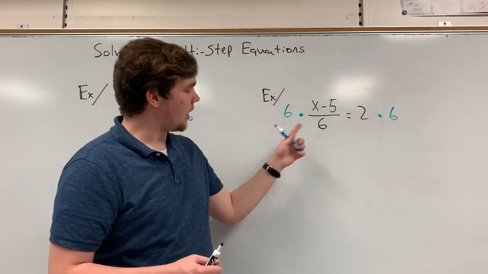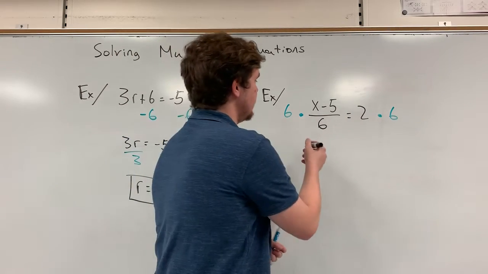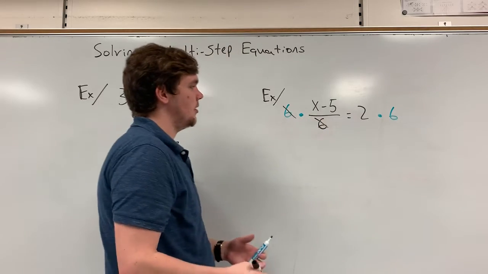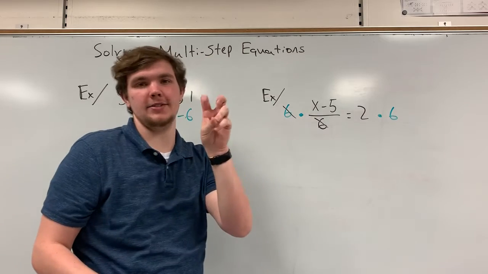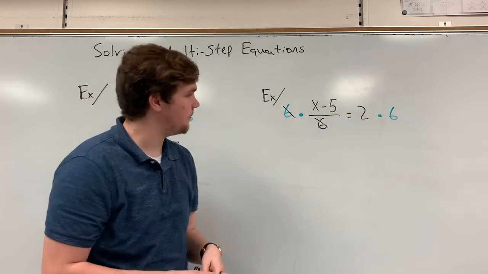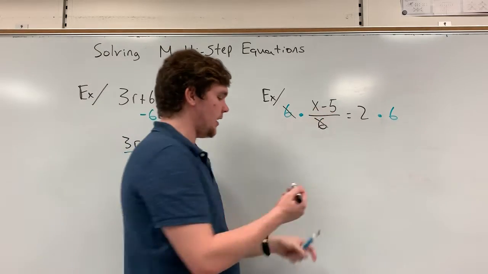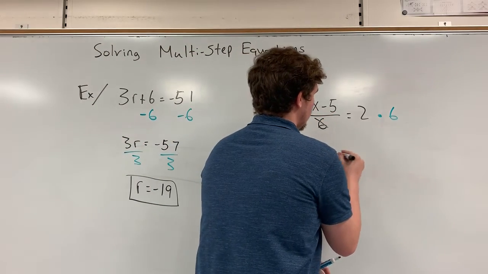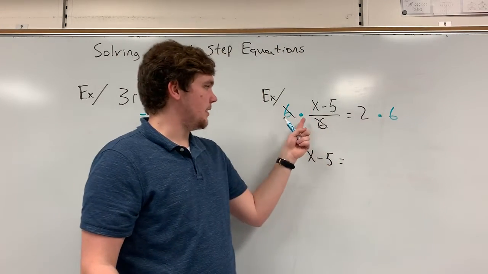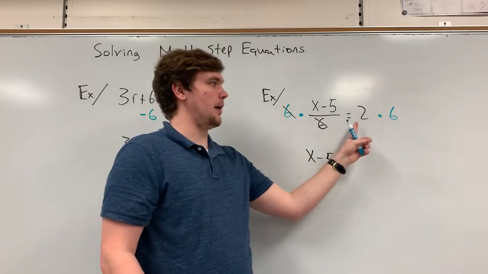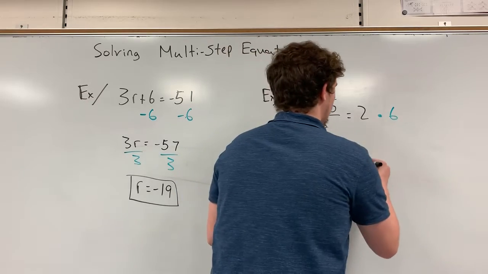Okay? So when I multiply by 6, on the left side, these 2 6's reduce out. Right? They cancel. I don't like to say the word cancel, but they cancel, right? They reduce. They go to 1. Okay? So then that leaves me with just x minus 5. And that equals, remember, since I multiplied this side by 6, I also have to multiply the right side by 6. So 2 times 6 gets me 12.